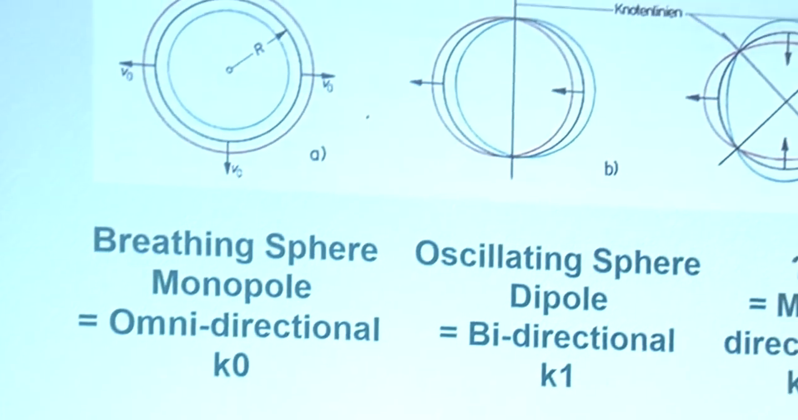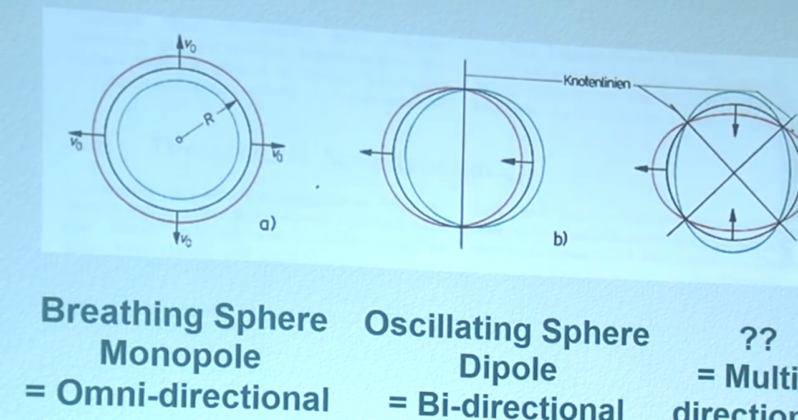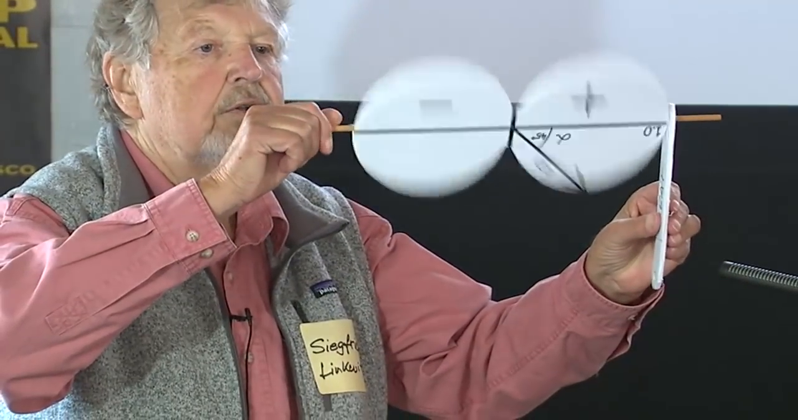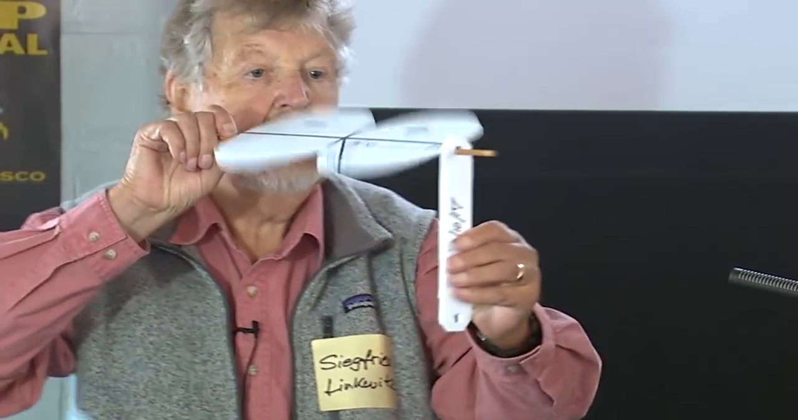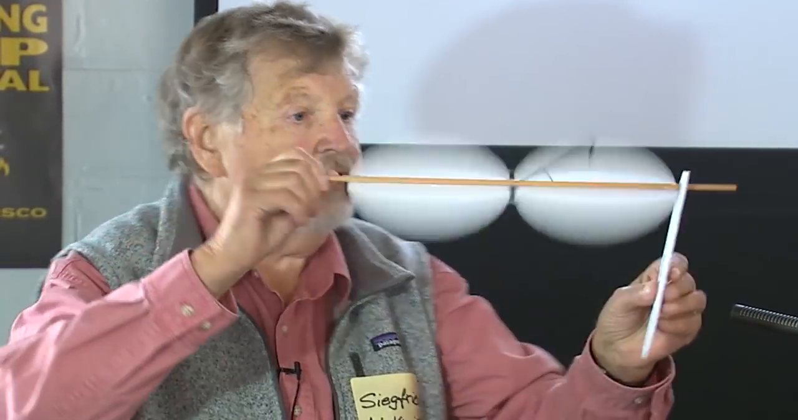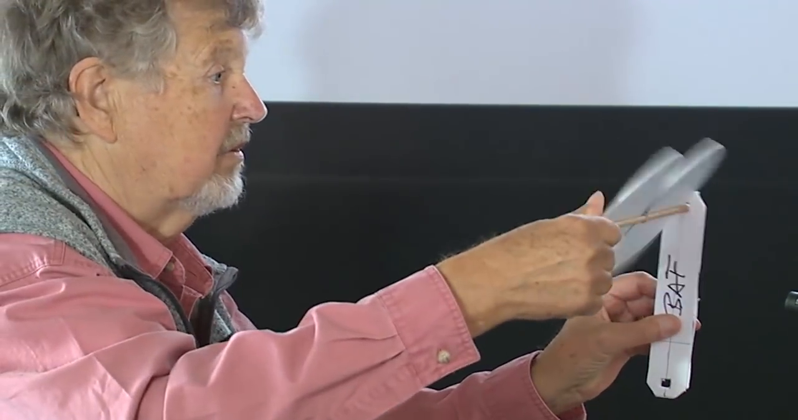Now, if we look at the oscillating sphere, it's bidirectional. And that one, let's see, where did I, oops, it's upside down. But you have like two tennis balls, okay? So right now you see the boresight radiation pattern here. Here you're looking at the null of the radiation pattern, okay?